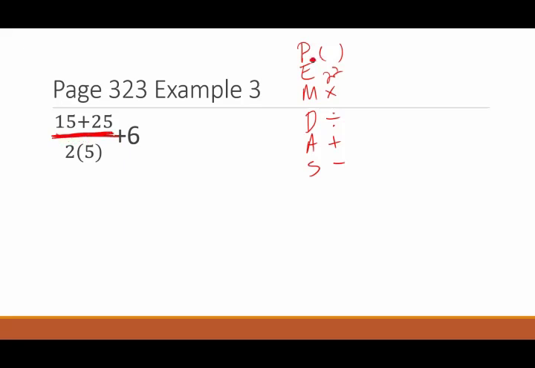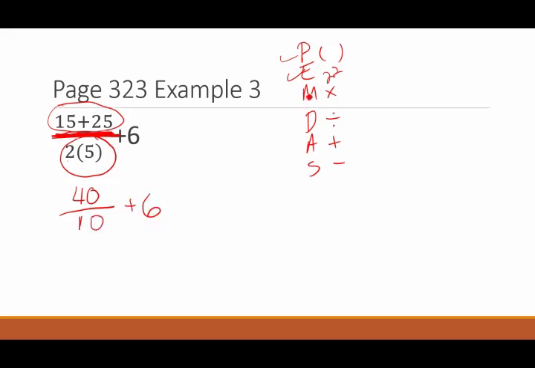Alright, so we have parentheses, we don't have anything in parentheses, so we're good on that. Exponents, no. Multiply or divide, so we know that this bar right here means divide, so we're going to have to get this number and divide it by this number. And for us to do that, we actually have to add them. So 25 plus 15 is what? It's 40. And 2 times 5 is 10 plus 6.